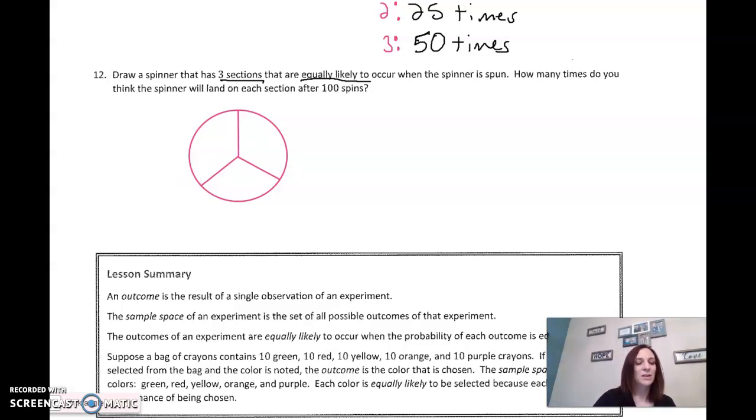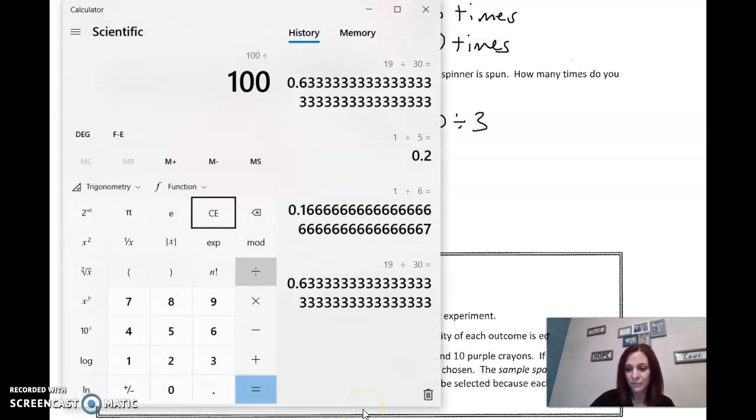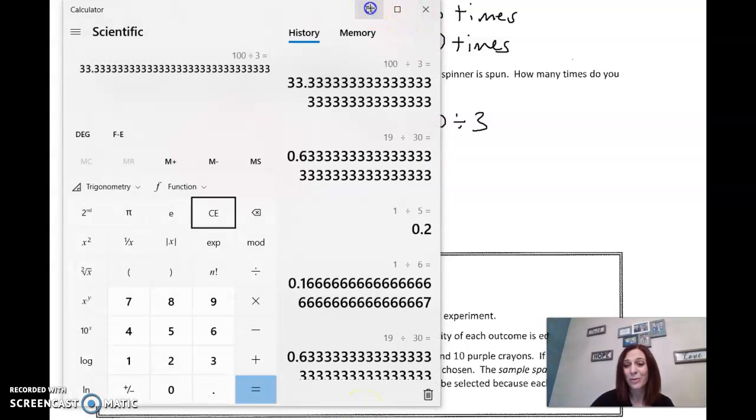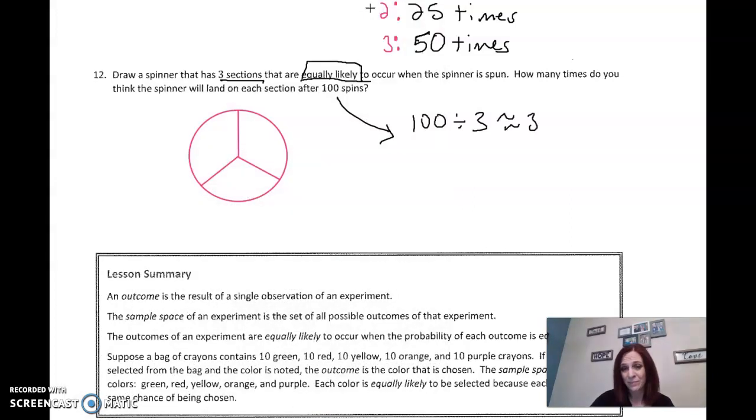How many times do you think the spinner will land in each one of these sections if they're equally likely? Okay? If there's 100 spins, well, if we take 100 and we divide it by 3, we get 33.33 repeating, right? So we'll say approximately 33 times each.